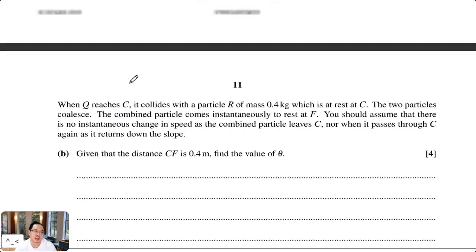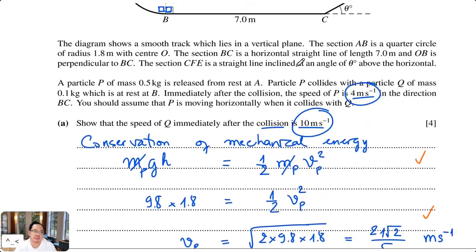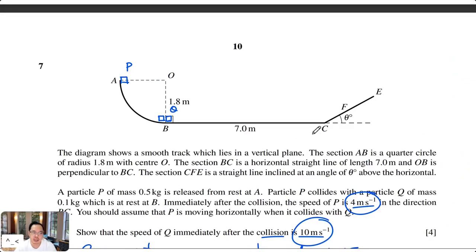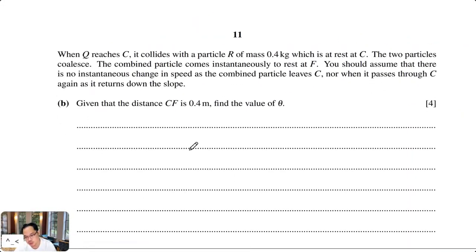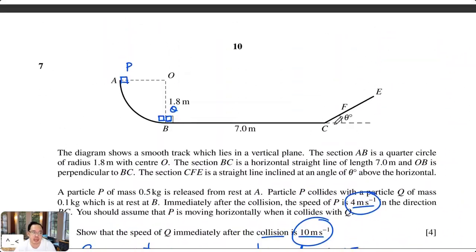When Q reaches C, which is the start of the incline going up, after sliding 7 meters before that, it collides with the particle R of mass 0.4 kilogram, which is at rest at C. Another particle R here. Okay, I forgot to tell you one thing. I did not draw a particle as a sphere, but as a rectangular block like this.